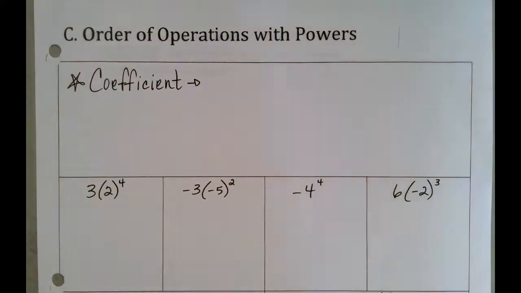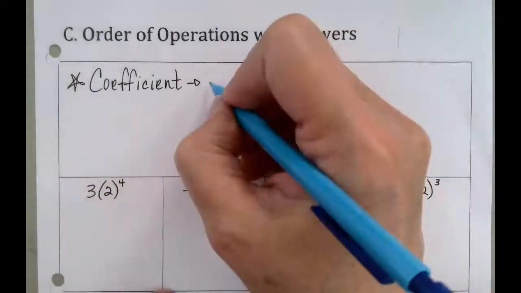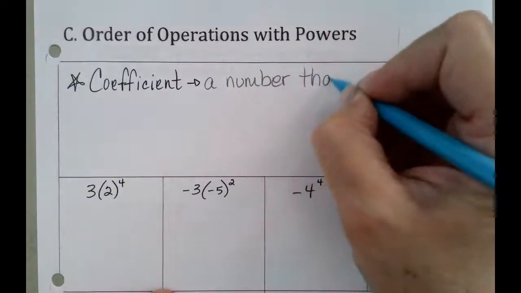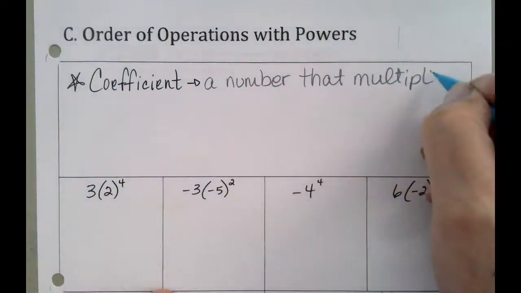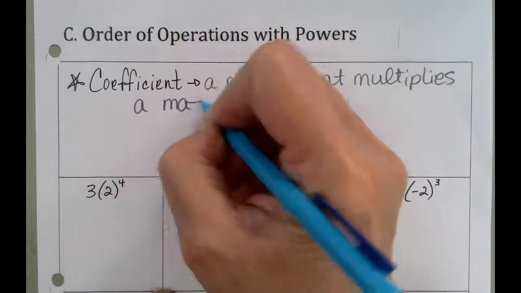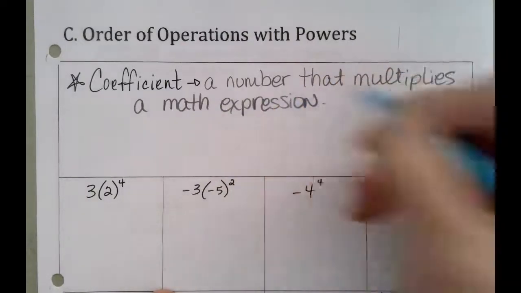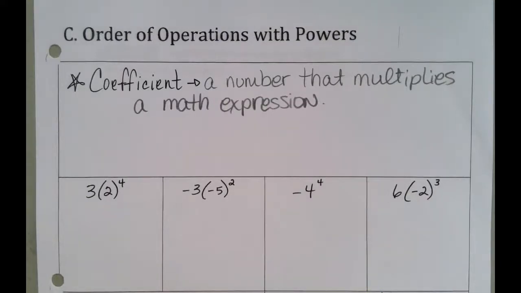All right. Word of operations with powers. So coefficient. I'm throwing out this word coefficient, right? We're moving into more of the vocabulary that comes with algebra. And one of the main things in algebra is coefficient. Now, coefficient is simply a number that multiplies a math expression. Okay? So it's a number that multiplies a math expression. I'm sure it's now perfectly clear what that means.